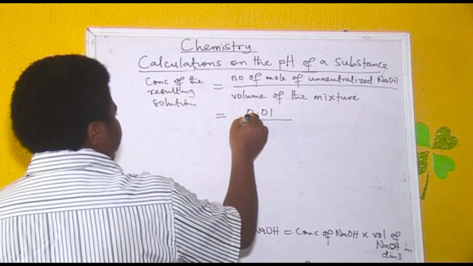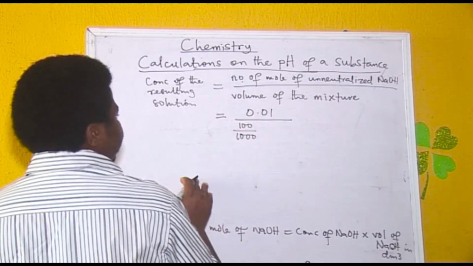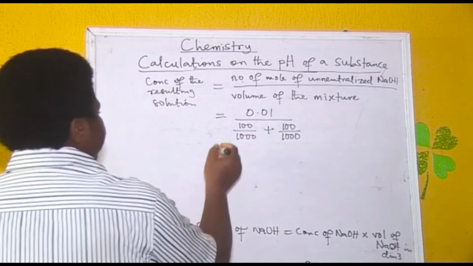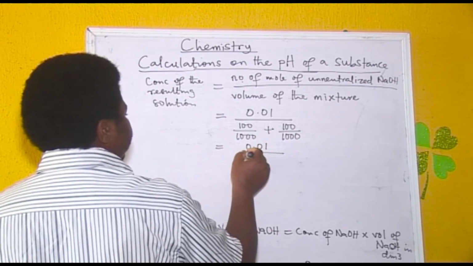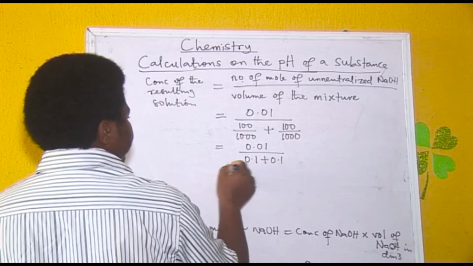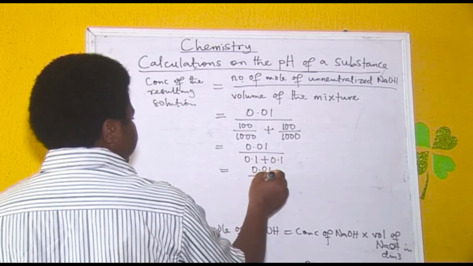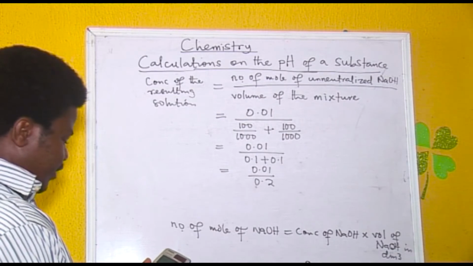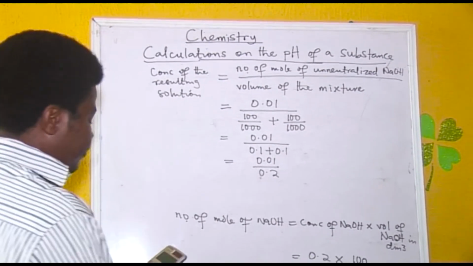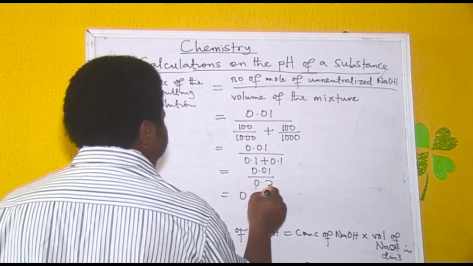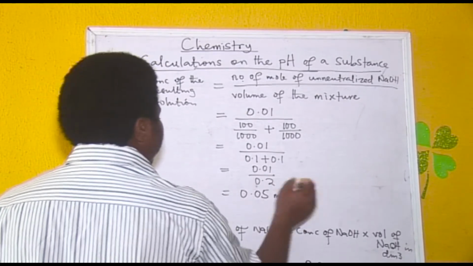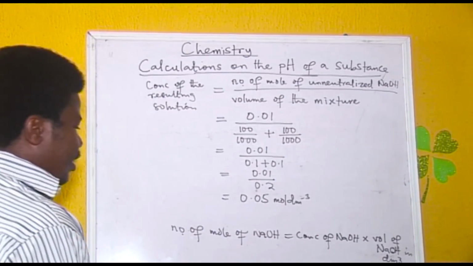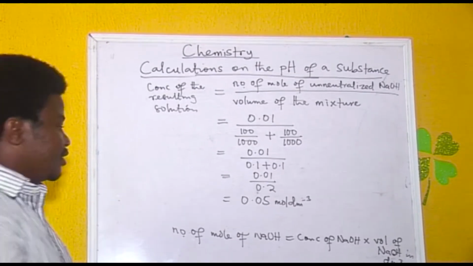Don't forget we have 100 cm cube of HCl plus 100 cm cube of NaOH. So at the end of the day we have 0.01 divided by 0.1 plus 0.1. So we have 0.01 divided by 0.2. This will give us 0.05 mole per dm cube. So the concentration of the resulting solution will be 0.05 mole per dm cube of the excess substance, which is the sodium hydroxide.